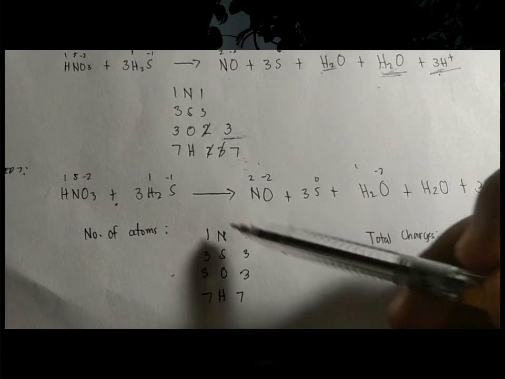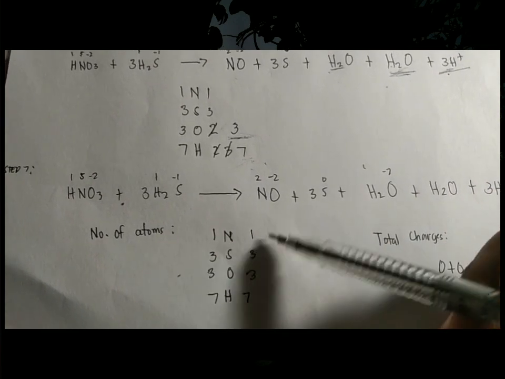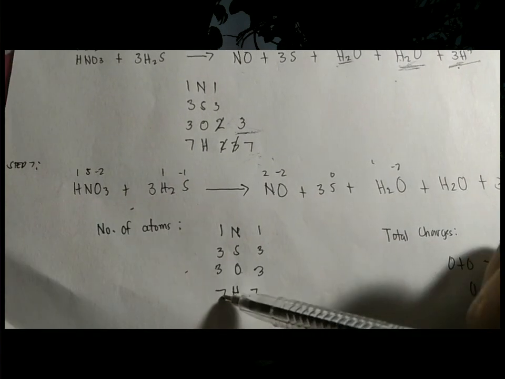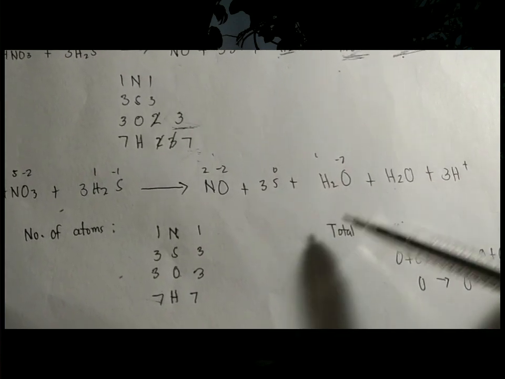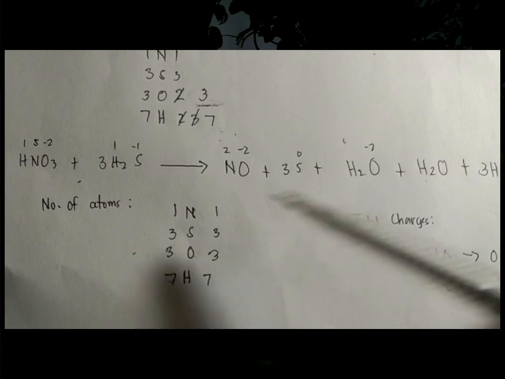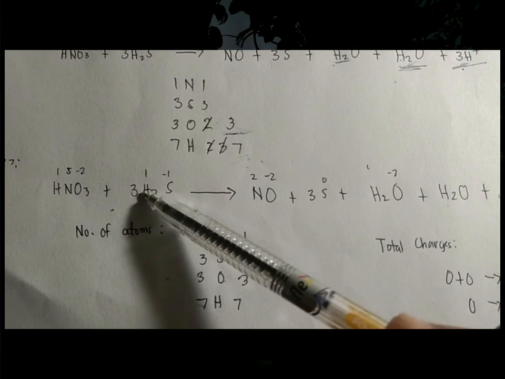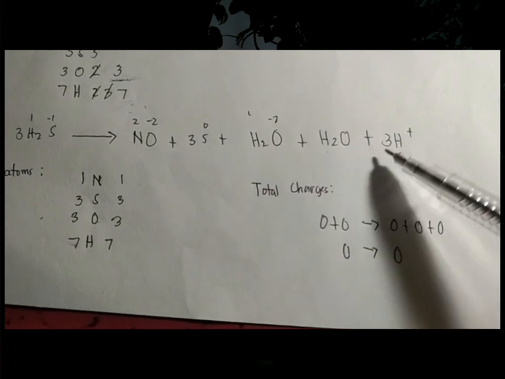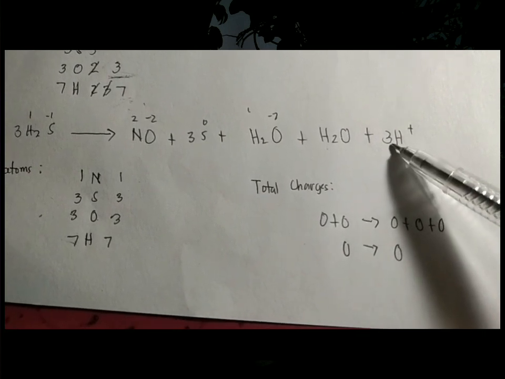So, first we are going to check the number of atoms, which has nitrogen has 1, sulfur has 3, oxygen has 3, oxygen also 3 here, and hydrogen has also 7 here, because 1 plus 3 times 2 is equal to 6 plus 1, 7. So here in hydrogen we have 2, 4, and plus 3, 7.